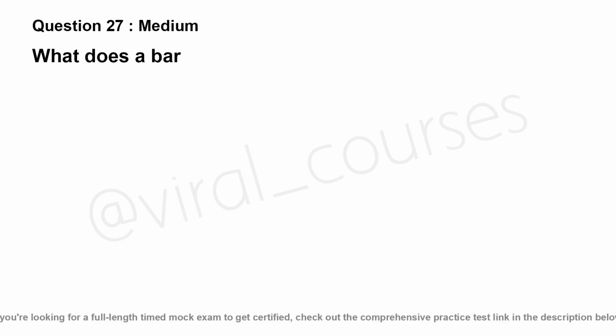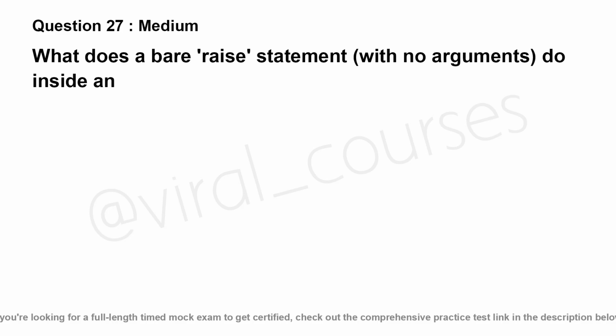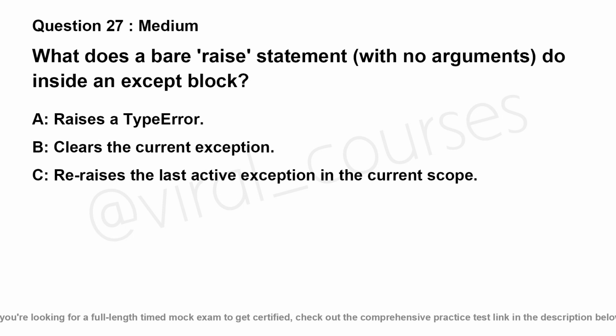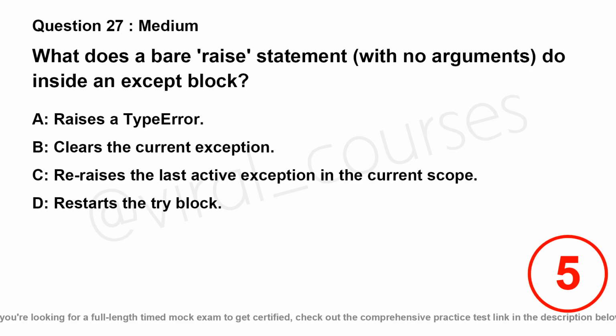What does a bare raise statement with no arguments do inside an except block? Option A, raises a TypeError. Option B, clears the current exception. Option C, re-raises the last active exception in the current scope. Option D, restarts the try block.